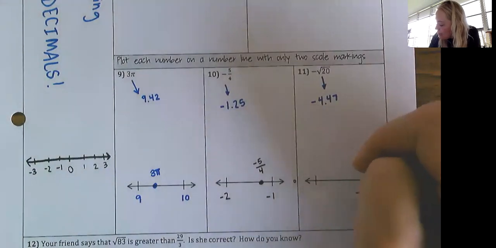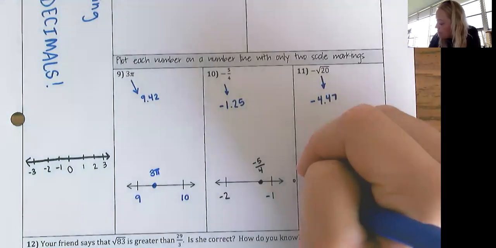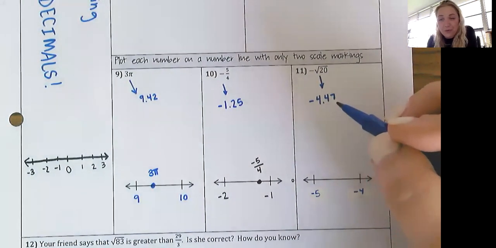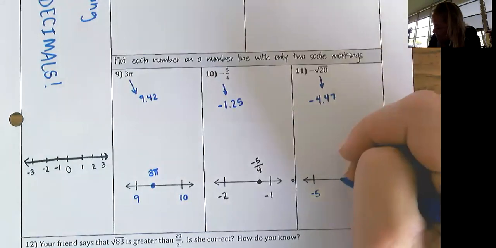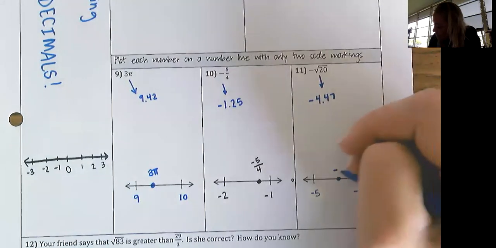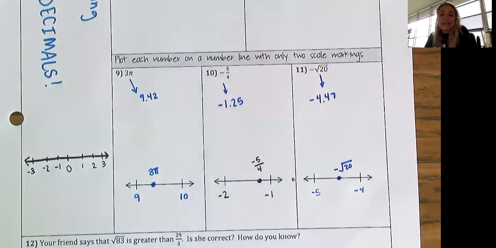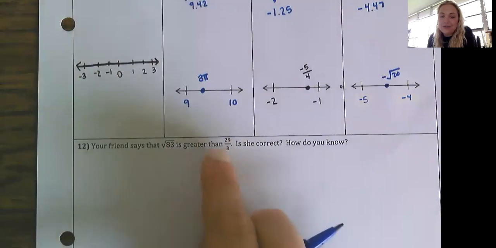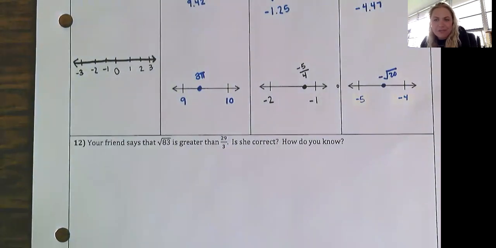Let's slide our number line a little bit and put it like this. Okay, now -4.47 is pretty close to halfway, which would be -4.5. So I'm going to put it a little less than halfway, and I will mark it square root of 20, because that's where the decimal came from originally. Okay, let's go to our last problem. Your friend says that the square root of 83 is greater than 29/3. Is she correct? And how do you know? I want you to push pause, find these decimal approximations, and decide, is your friend correct or are they wrong? Push pause.